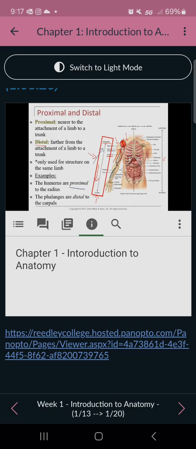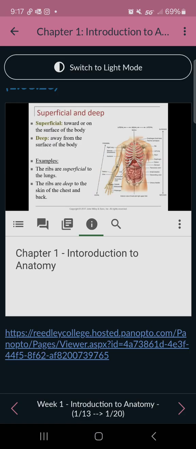Or the phalanges. Remember, the phalanges are the fingers, and then the carpals are going to be here. I don't know if you have heard of people who have carpal tunnel. Their wrist hurts, so that would be the carpals. So the phalanges are distal to the carpals, because the phalanges are further away from the attachment point.